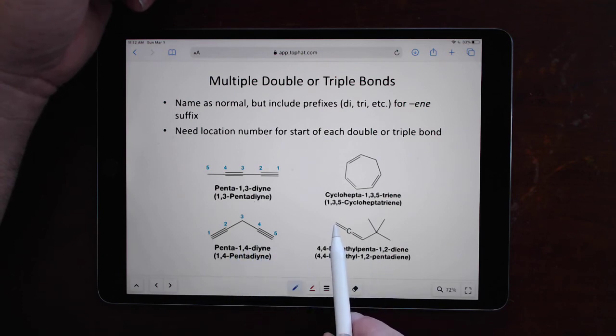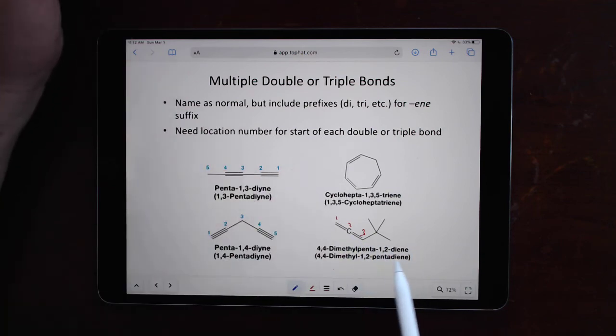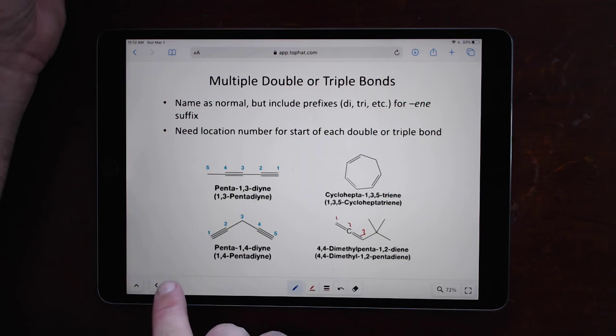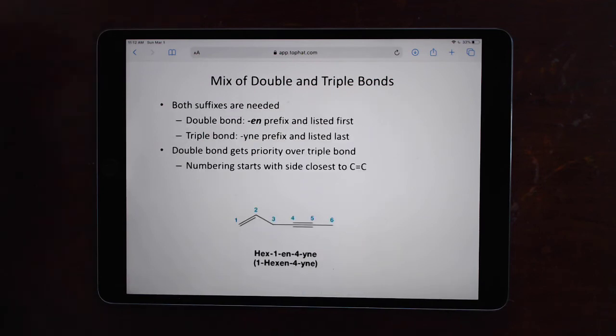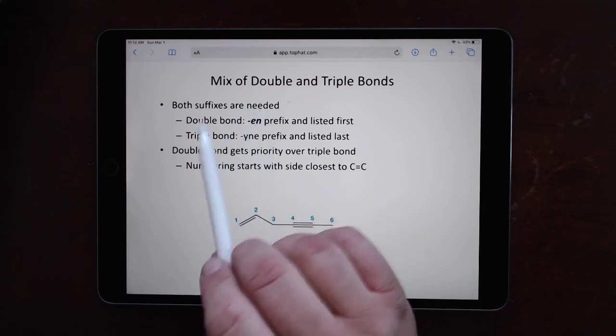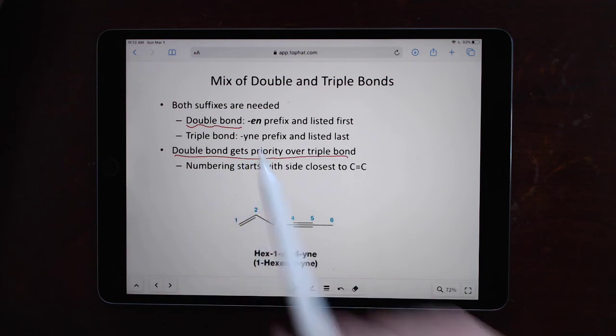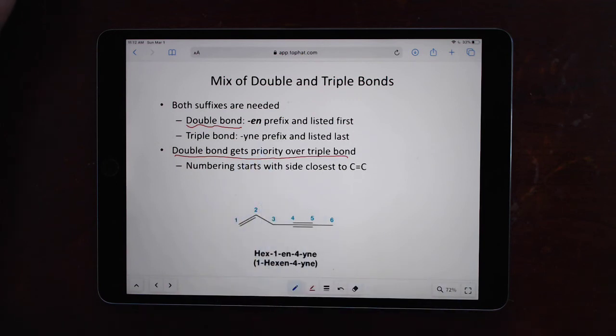So this one starts here, 1 to 2. This one starts here, 2 to 3. So 1, 2, 3. So it's a 1 for this one, and then 2 for this one, diene, like that. So now, if you have mixed double and triple bonds, it's the double bond that gets the priority. Double bond gets the priority. Okay, so you're going to have ene, stuff like that.